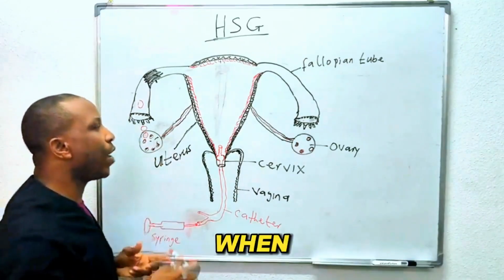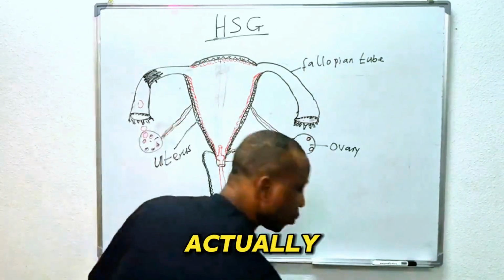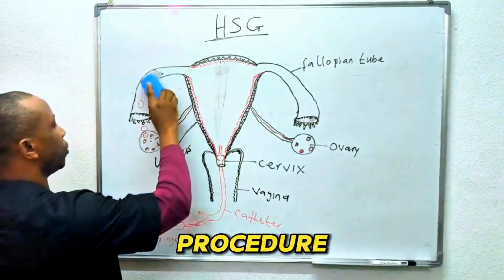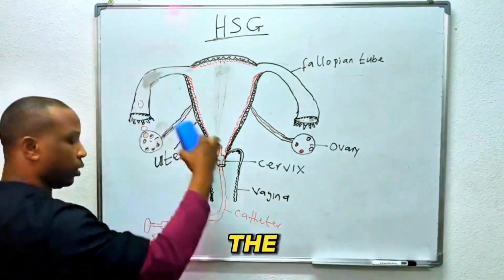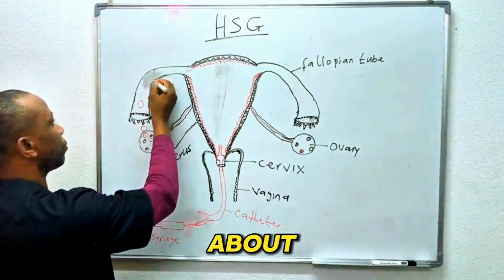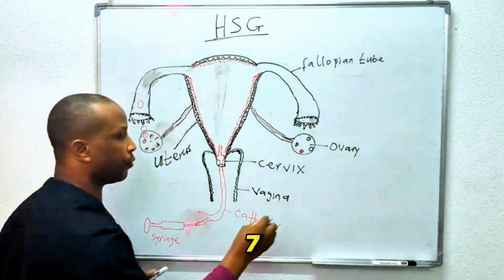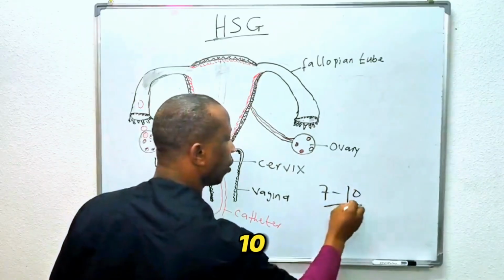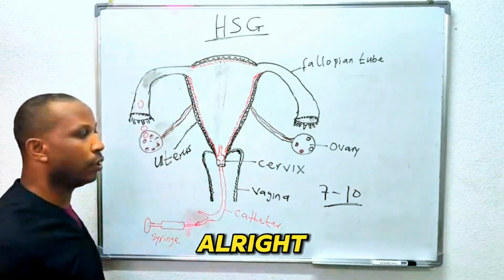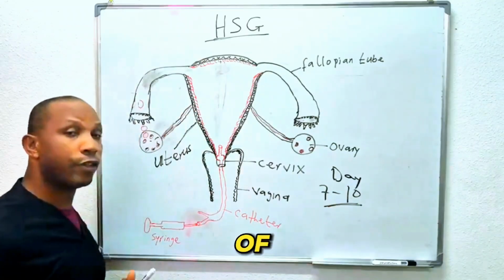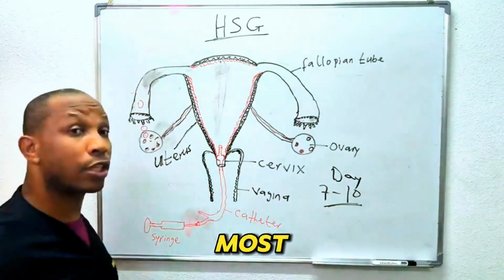All right? When is the right time to actually conduct this particular procedure? Okay? Which is the HSG. The best time to conduct this HSG is on day 7 to day 10 of your menstrual cycle. All right? Day 7 to day 10 of the menstrual cycle in most cases.